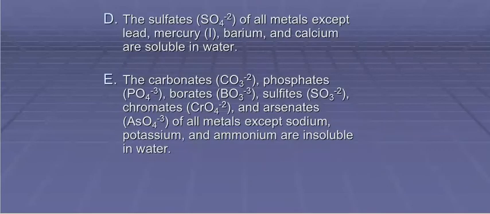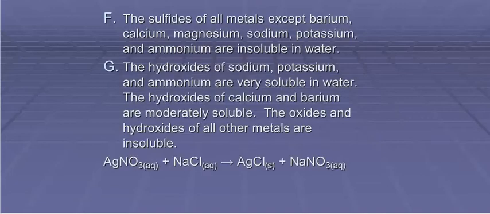Letter D, sulfates of all metals, except lead, mercury, barium, and calcium are soluble. And again, I've cut out some stuff there if you want to go ahead and mark that off on letter D. And the same thing with letter E. I've marked off some stuff there. Carbonates, phosphates, borates. And I've written out the formulas for carbonates, phosphates, borates if you've forgotten what those are. Letter F, sulfides, just S. Anytime you see the S of all metals except barium, calcium, magnesium, sodium, potassium, and ammonium are insoluble. That means they are solid.